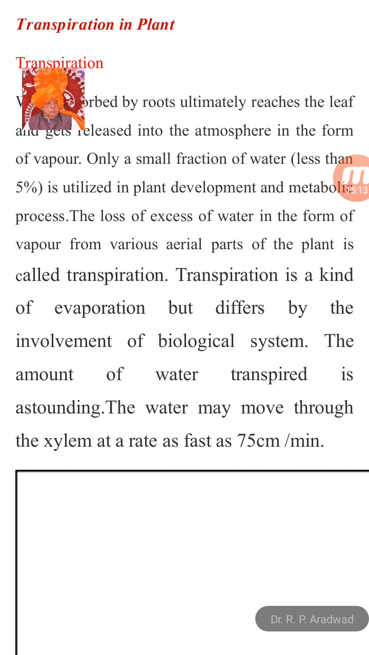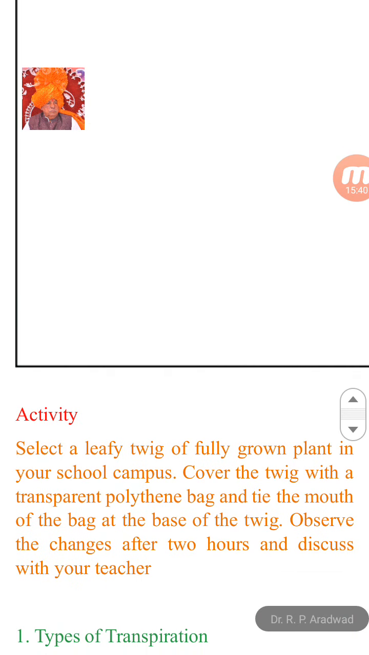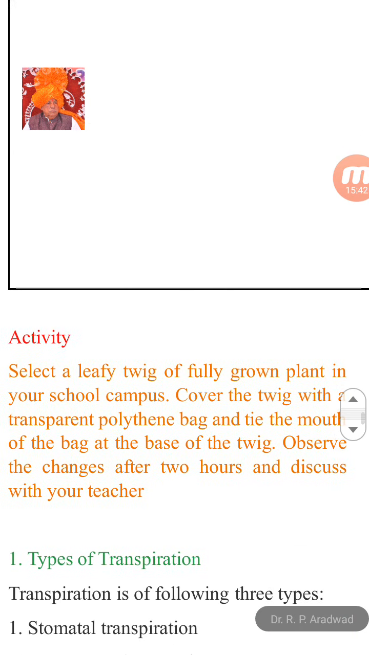The amount of water transpired is outstanding. Water may move through the xylem at a rate as fast as 75 centimeters per minute. That is, a vast quantity of water is lost because of transpiration.